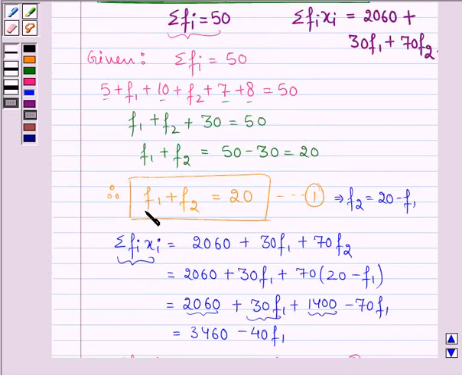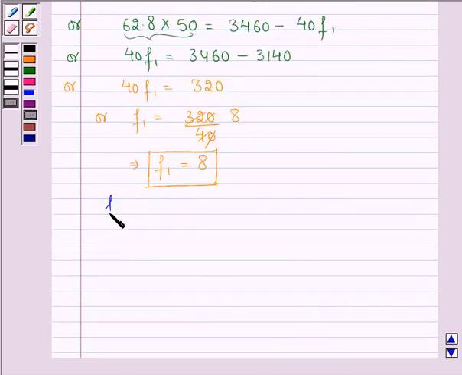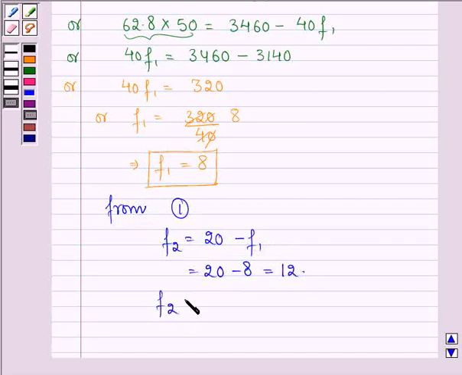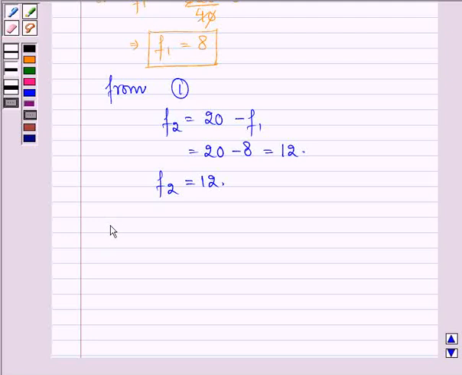Now we know that F1 plus F2 is equal to 20. So from equation 1, we have F2 is equal to 20 minus F1, that is 20 minus 8, which is equal to 12. Therefore, F2 is equal to 12. Hence, our answer is the missing frequencies F1 and F2 are 8 and 12.